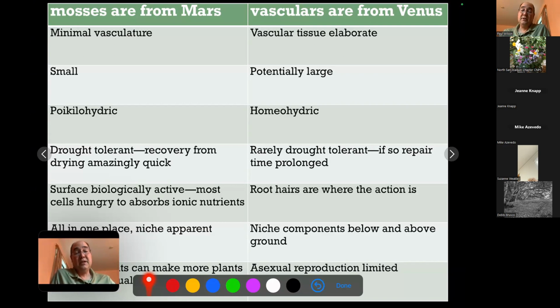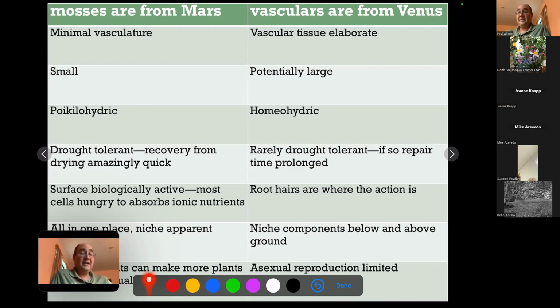And then it also takes them a long time to repair themselves usually. So that's a big difference in the biology of the 3 bryophyte groups compared to the vascular plants. Also, we might think about how these plants get their ionic nutrients. So vascular plants, typically, they get their ionic nutrients through root hairs and mycorrhizal relationships. And that's kind of where all the action is.